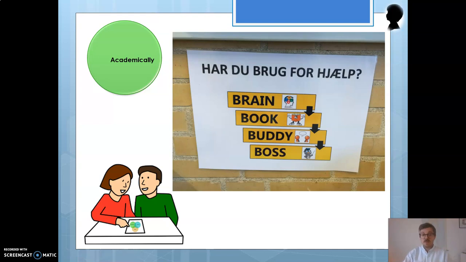If that doesn't work, then look in your book. If that doesn't work, then ask your body, ask the pupil next to you. And if that doesn't work, then ask the boss, the teacher. So here, the children became much more independent. They got these posters that remind them, oh, I have several strategies to be able to solve these tasks.